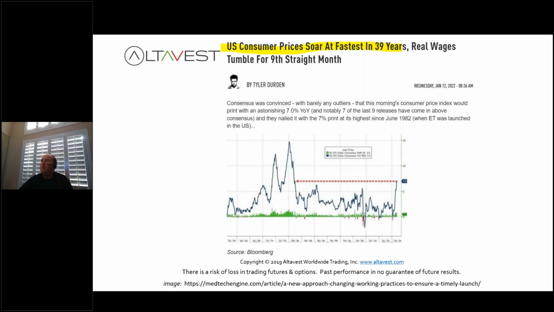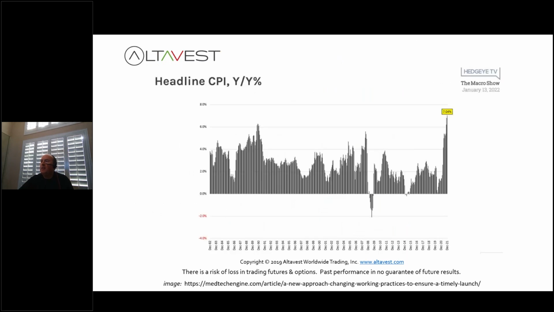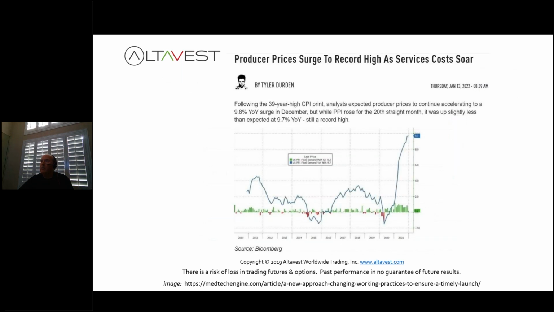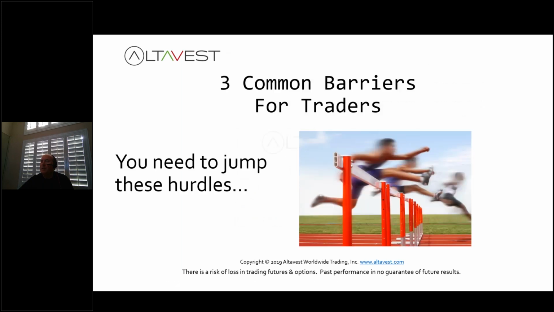U.S. consumer prices soar at fastest in 39 years. Headline CPI, here's shelter, housing. Producer prices surge to record high, services sector, and the costs soar there. So just a little background on the backdrop for the global macro and economic landscape that we're in right now.